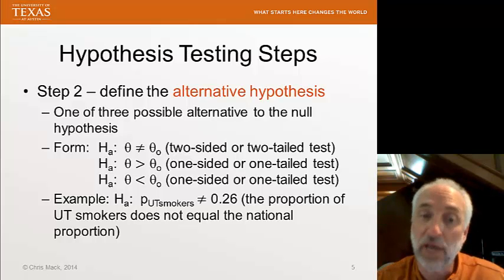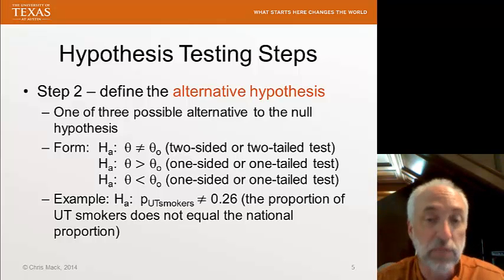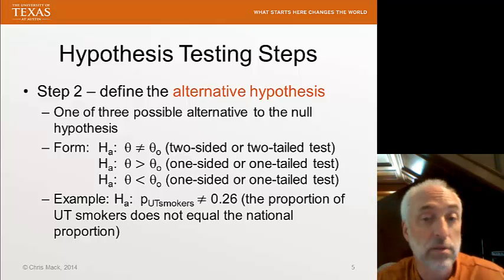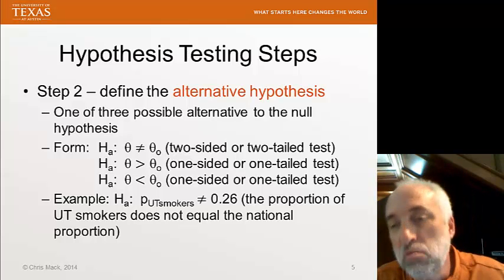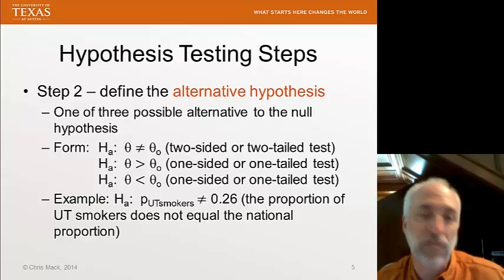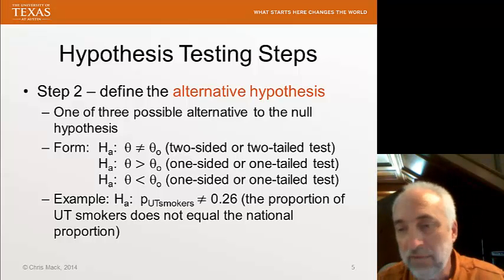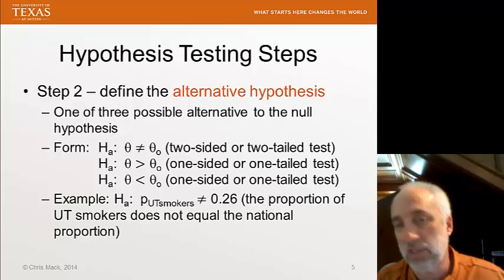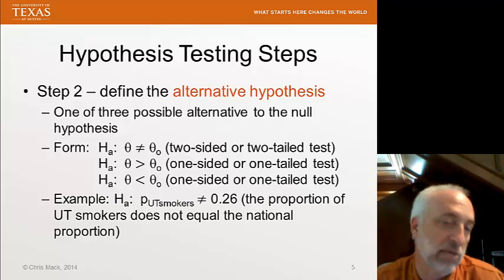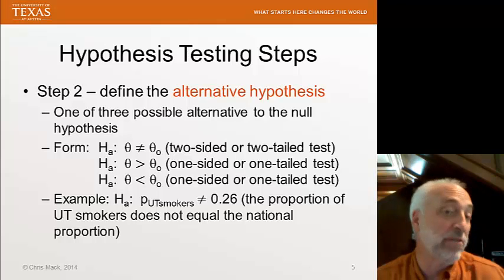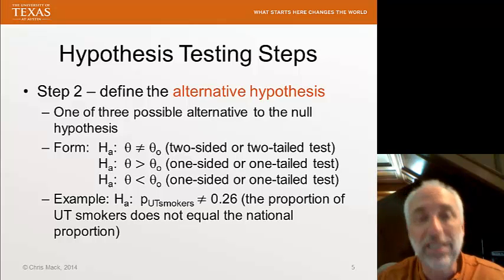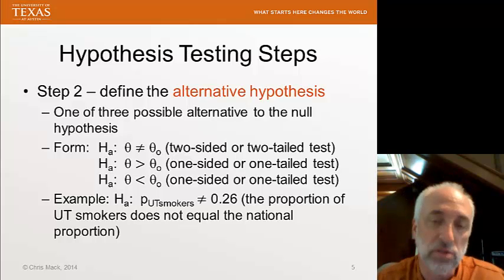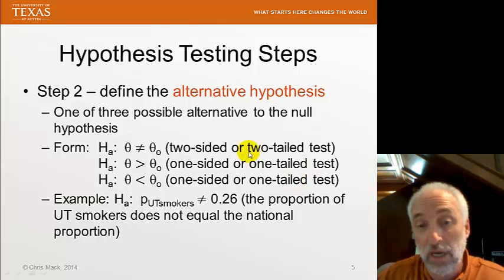However, I might decide that the question I'm really interested in is, do UT students smoke less? Maybe I've invested a lot of money in anti-smoking programs at the University of Texas, and I've made it a non-smoking campus so that nowhere on campus is anyone allowed to bring a cigarette. Or I've gone through these methods, and now I want to find out, does it work? Has it resulted in UT students smoking at a proportion less than 0.26? In that case, I would choose a different alternative hypothesis. I would choose p less than 0.26.